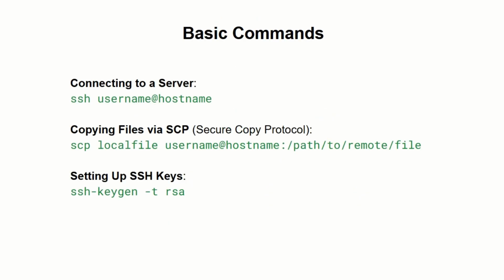So the basic commands of SSH are, for connecting to the server, we use ssh username@hostname. Then for copying files via secure copy protocol, we use scp, the file which needs to be copied to the remote server, then the username and the remote server host name, then the path where you need to place it. For setting up SSH keys, we use ssh-keygen and ssh-copy-id.